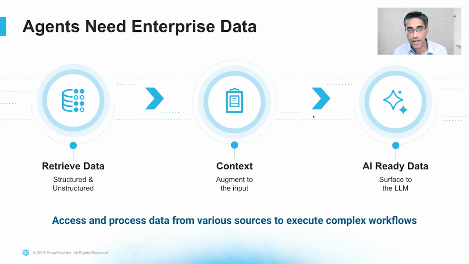But as you retrieve this data, you need access to structured and unstructured, like I mentioned earlier. You need the context because you take this data, you augment it to the input that is fed to the LLM, and that's how you end up with AI-ready data that is surfaced to the LLM for a response. You need to access data from different sources to execute these sometimes complex workflows.